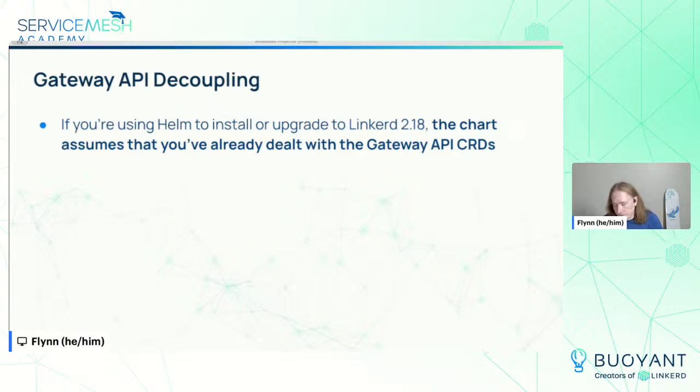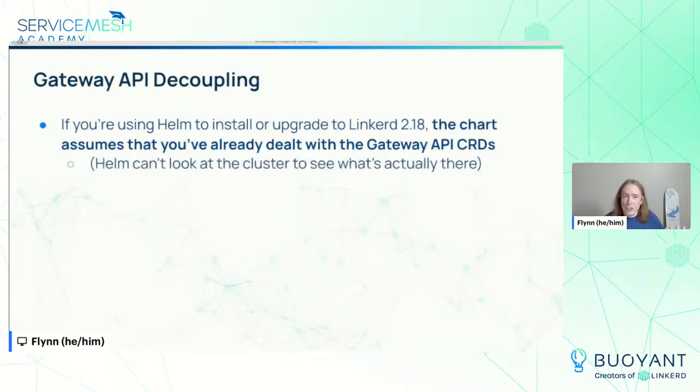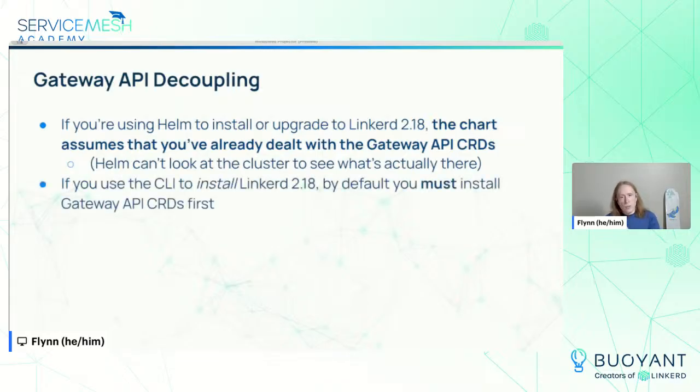For Linkerd in particular, this has a couple of interesting follow-on effects. If you are using Helm to install Linkerd 2.18 or to upgrade to Linkerd 2.18, our Helm charts assume that you have already done whatever it is that you need to do to deal with the Gateway API CRDs. We kind of don't have a choice in this because Helm has no ability to look into the cluster to see what's actually there for CRDs. If you're using the CLI to install Linkerd 2.18, the CLI by default will check to make sure that the Gateway API CRDs are actually there, and if they're not, it won't let you do the installation.